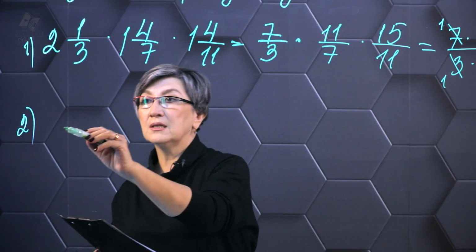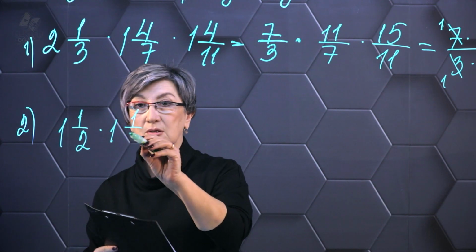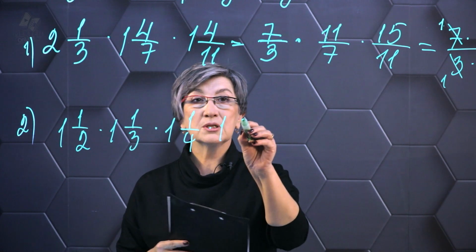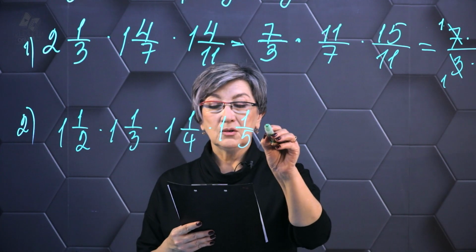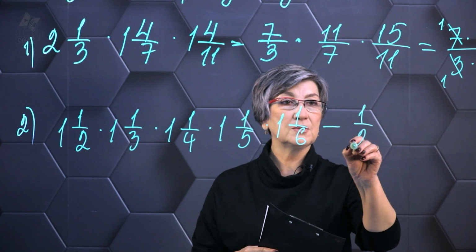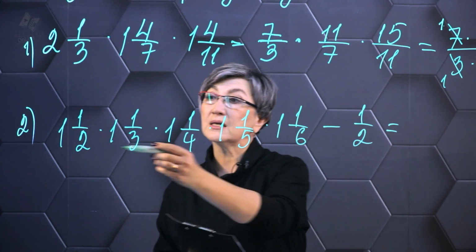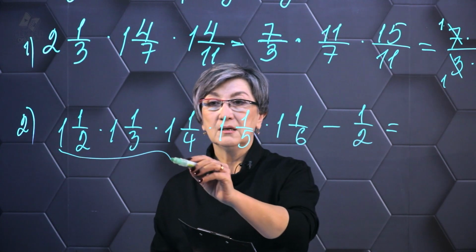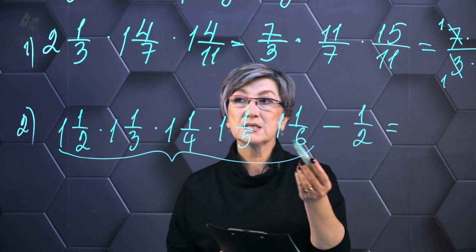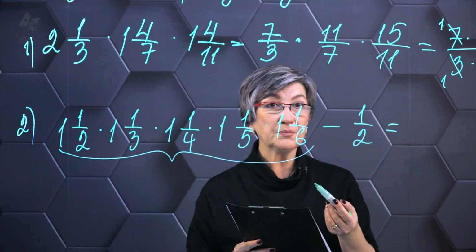Let's consider a very long example. 1 whole 1/2 multiplied by 1 whole 1/3, multiplied by 1 whole 1/4, multiplied by 1 whole 1/5, multiplied by 1 whole 1/6. And let's write minus 1/2. Let's remember how to subtract fractional numbers. Okay, first step. I have to multiply these fractional numbers. But don't be frightened, this is a very easy example.